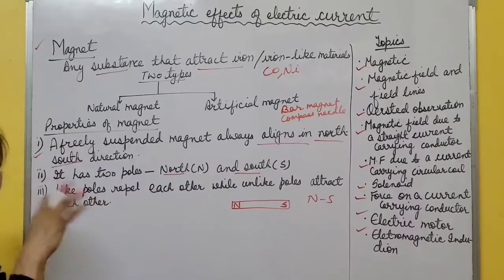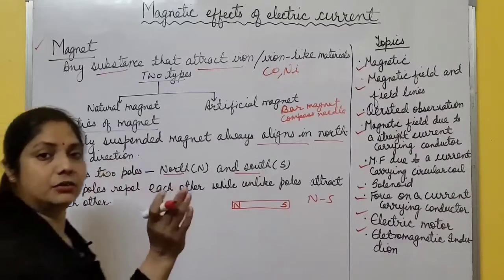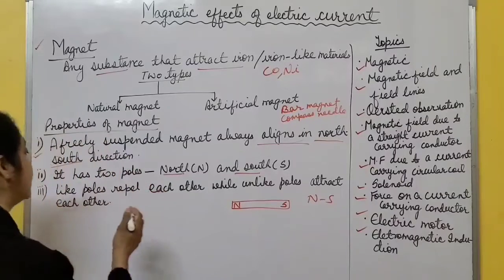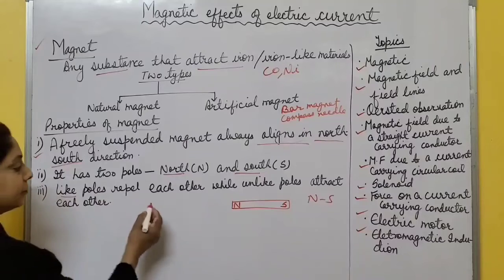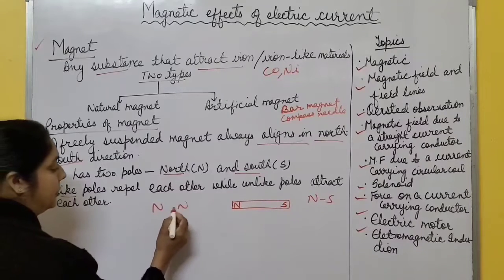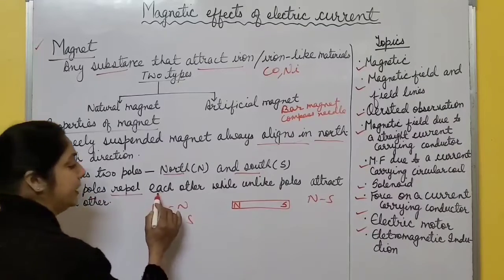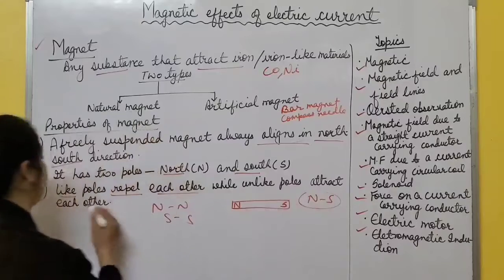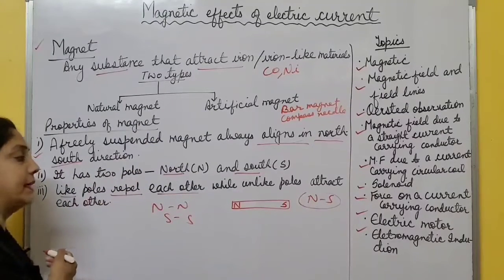North-north pole or south-south pole means like poles, and north-south poles are unlike poles. So if they are unlike poles, they always attract each other. Like poles, it means north pole, north pole, or south pole, south pole. Like poles repel each other, while unlike poles, meaning north-south, always attract each other. These are one, two, three lines about magnet and their properties, right?